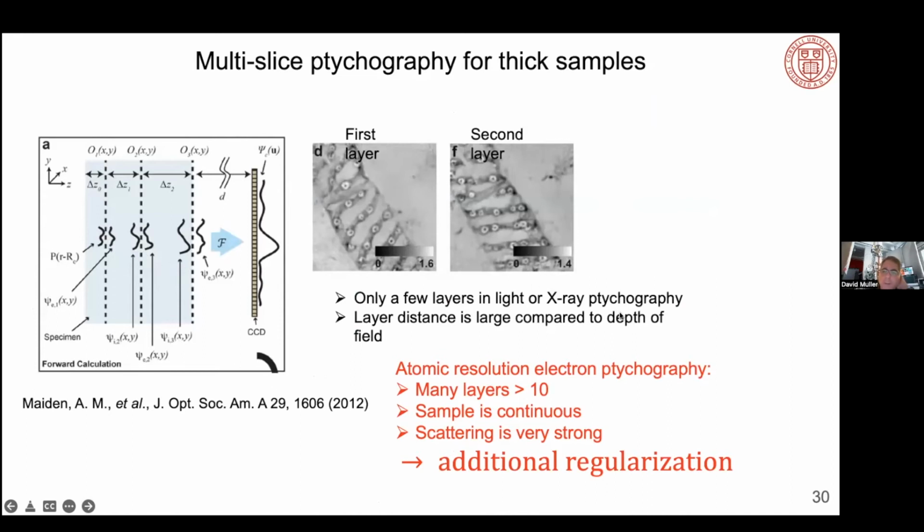where you can look through fairly thick samples. The problem is that for X-rays, you didn't need a lot of layers, and the layer distance was comparable to the depth of field. But for the electrons, the multiple scattering and the channeling of the beam, the fact that the beam is reshaped, means you need a lot of layers. In many cases, you sometimes need almost as many layers as there are atomic layers in the sample. And it's very strong scattering. So the normal algorithms didn't work for us, and it required additional regularization to stabilize it.